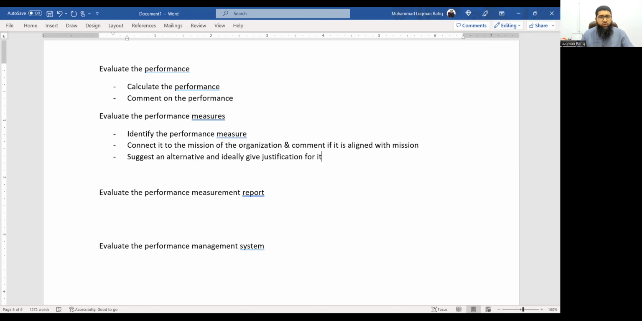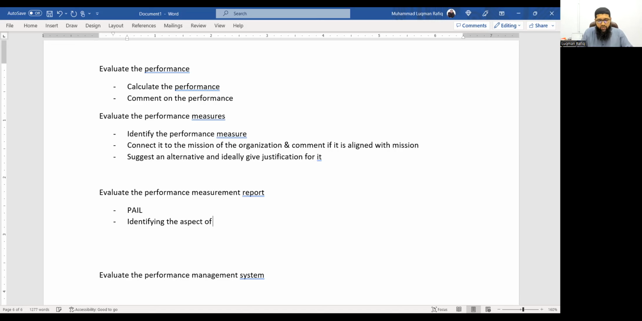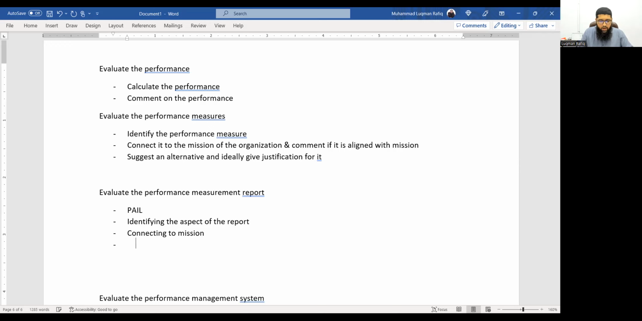You get my point on this one? Yes. Okay, lovely. Then it says evaluate the performance measurement report. Again, I've discussed that you could follow this PALE framework. But even with the PALE framework, what you are going to do for each and every aspect is that you would probably be identifying the aspect of the report and connecting it to the mission, and suggesting if it is correct or any improvements needed.